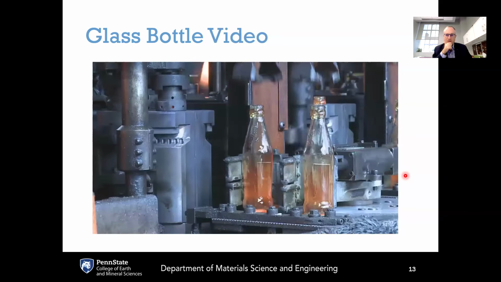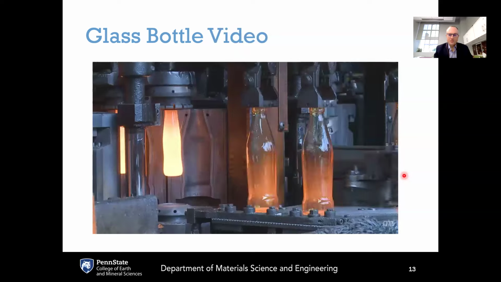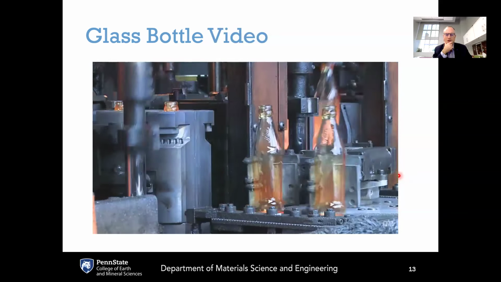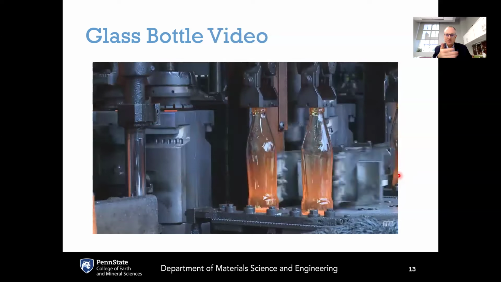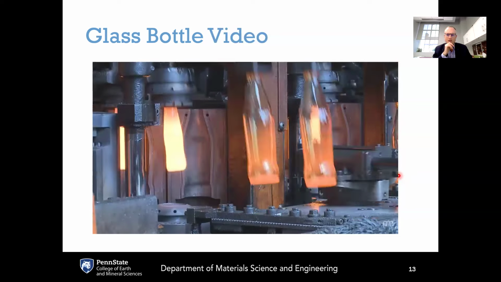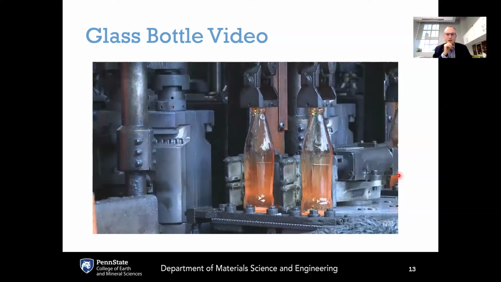As these bottles continue to work their way through the process, they're going to cool. They're going to go through a quality control step. If they pass quality control, they continue on. If they fail quality control, then they'll be dropped and then crushed up into cullet again.